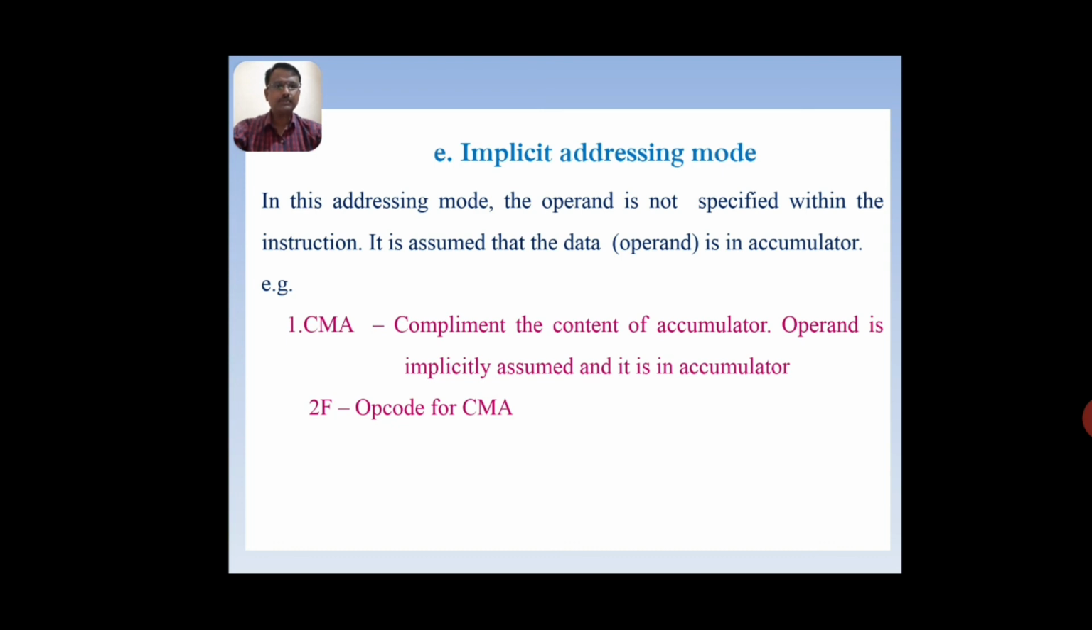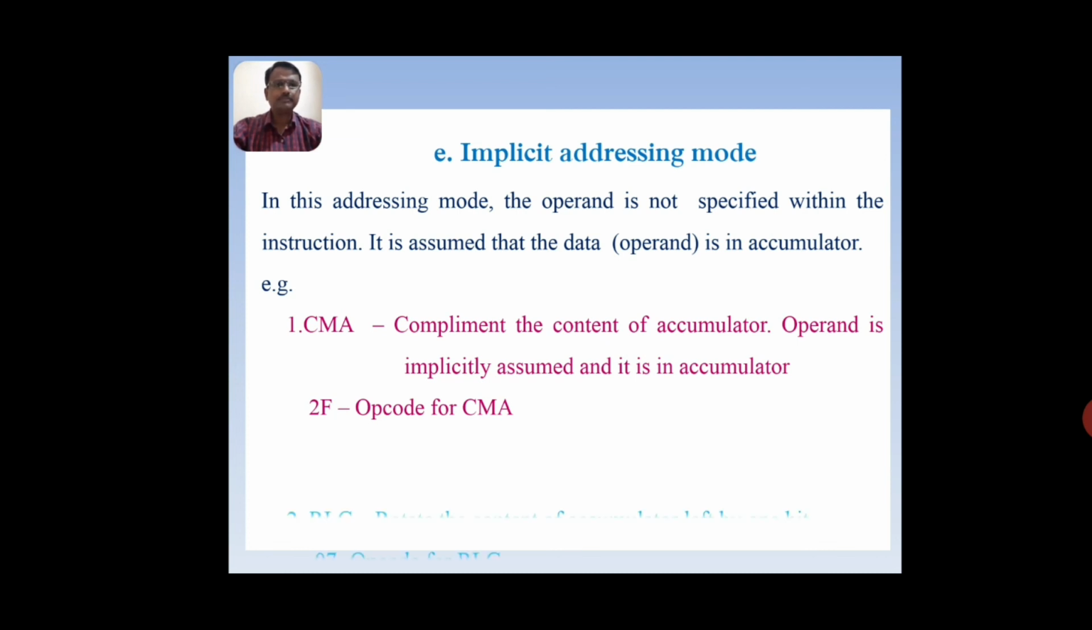So 2F is the opcode of this instruction. This single byte tells the microprocessor to complement the content of the accumulator, so that whatever the 8 bits of the accumulator, if a bit is 1 it will become 0, if it is 0 it will become 1. So whatever your 8 bits in the accumulator, they will be complemented.